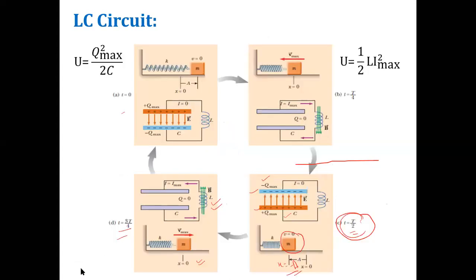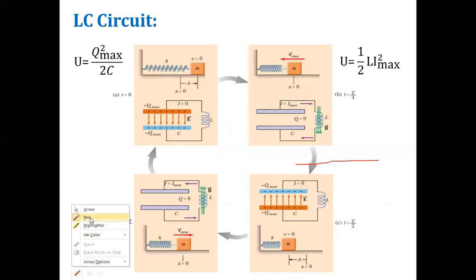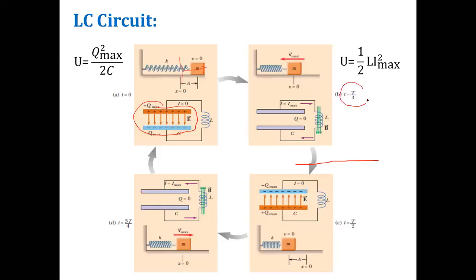Now coming back to the circuit over here, let me erase this. As we said before, at time t is equal to 0, we are assuming that our capacitor is fully charged here. Let's say this was the way our capacitor was charged at time t is equal to 0. There was no current in the circuit. This would be basically equivalent to your block spring case when you have stretched your mass to the extreme from its equilibrium position.